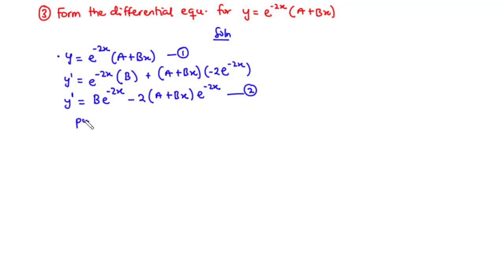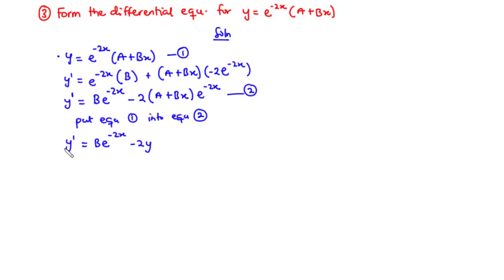So we put equation 1 into equation 2. So that will be y prime equals b times e to the power negative 2x minus 2, and then we have y. So we've succeeded in eliminating a. Now let's work on eliminating b.